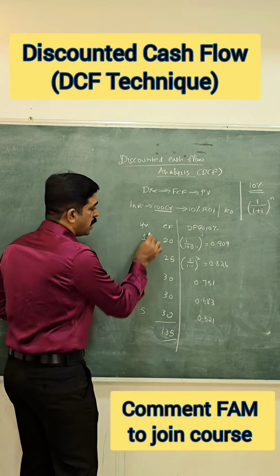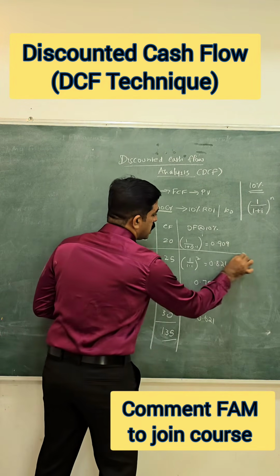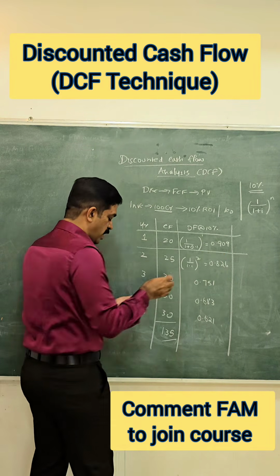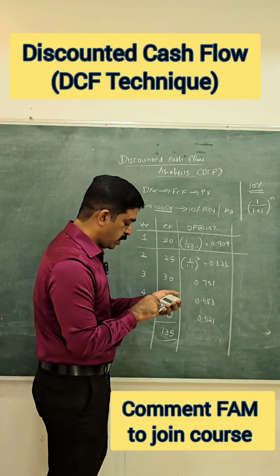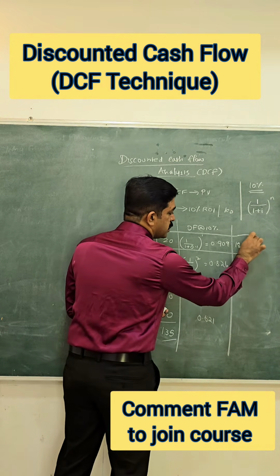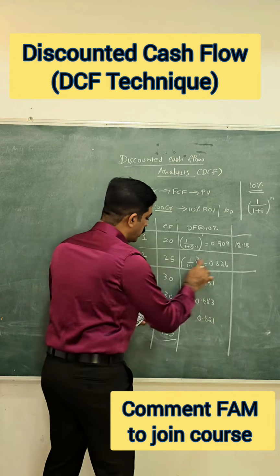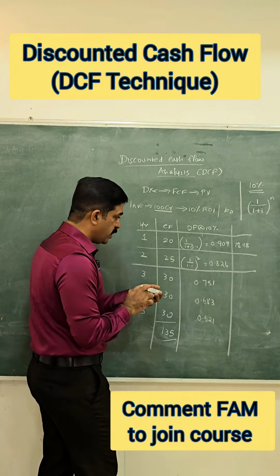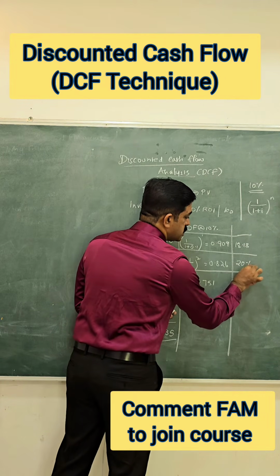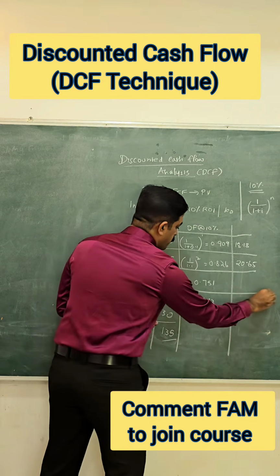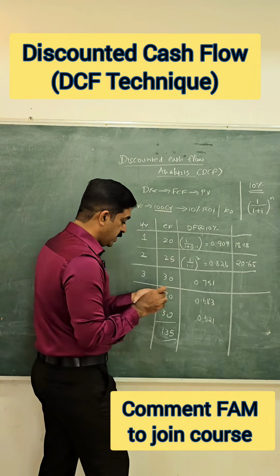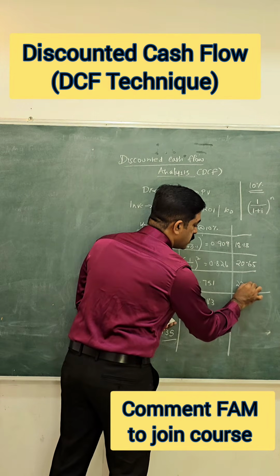So how do I do that? I'm going to multiply this. Let me multiply this cash flow with the discount factor. So 20 into 0.909 gives me 18.18. Okay. Then second year, it is 25. It is 25 into 0.826 and it is 20.65. Year 3, it is 30 into 0.751 and it is 22.53.